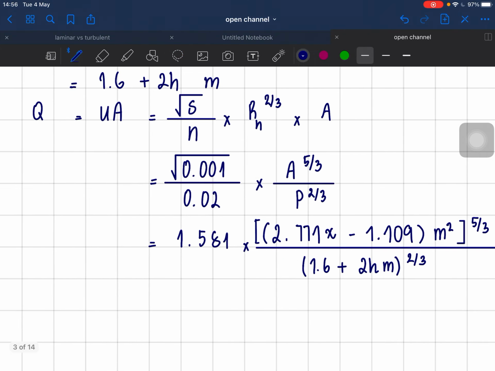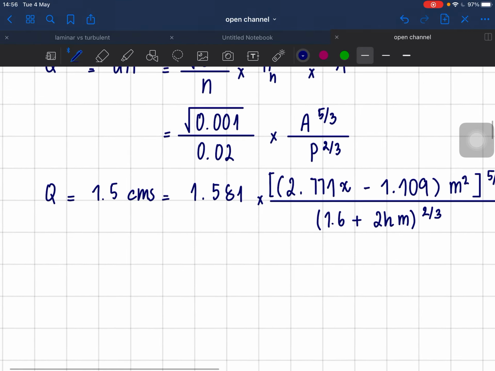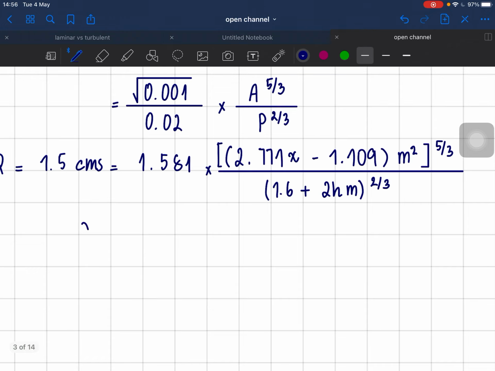Okay, so then Q is equal to 1.5 cubic meter per second. So then we will solve for x using the solver in the calculator, in which you cannot see my screen of the calculator. But if you actually saw the previous video, I already showed you how to use the calculator solving mode. So I'm going to write 1.5 equal to 1.581 and type the following data here.